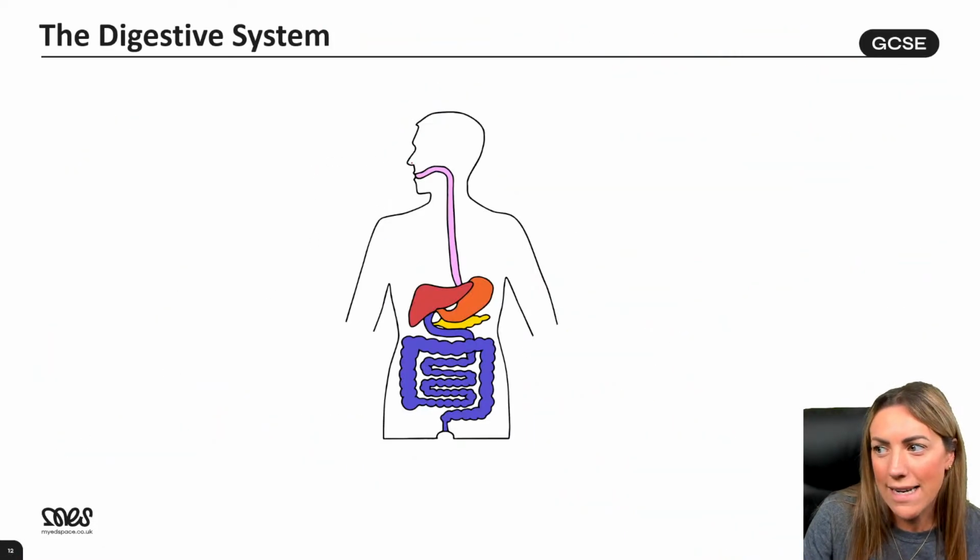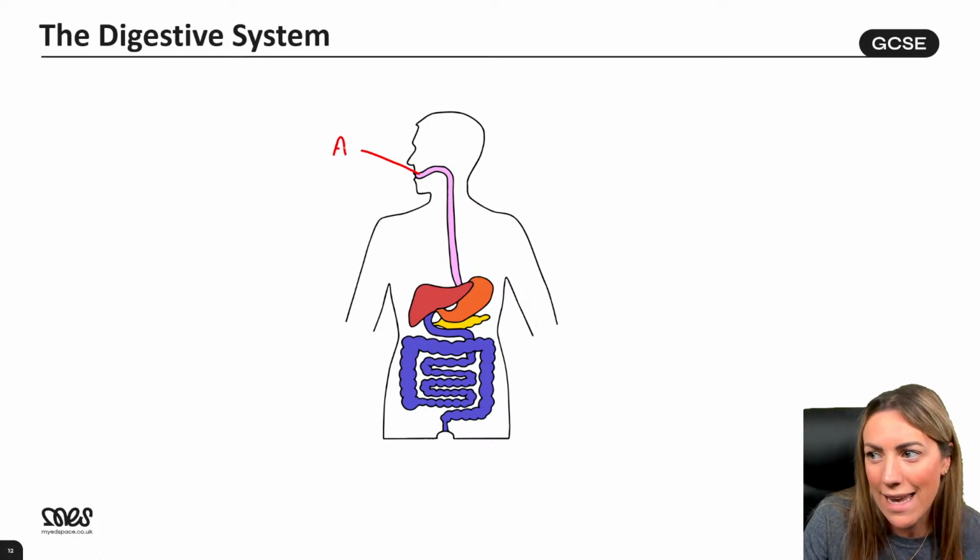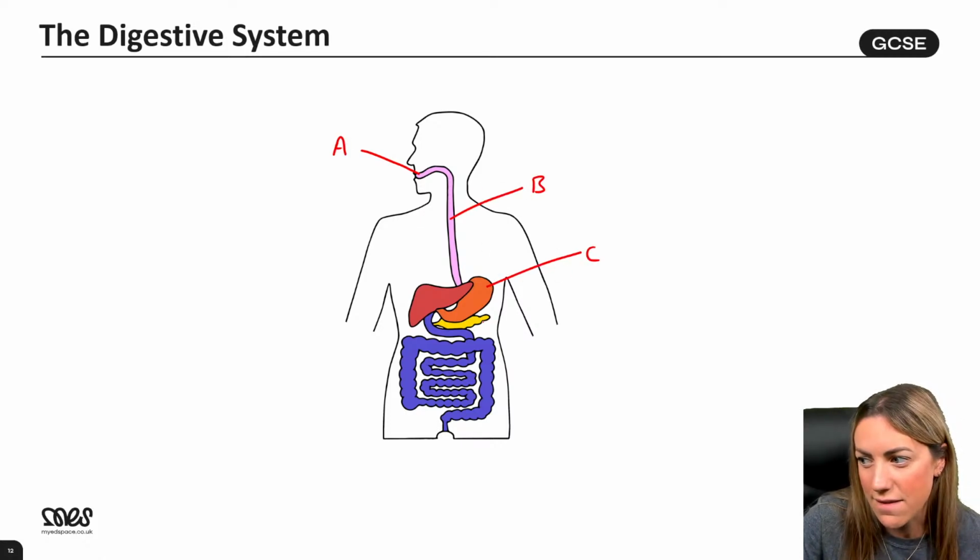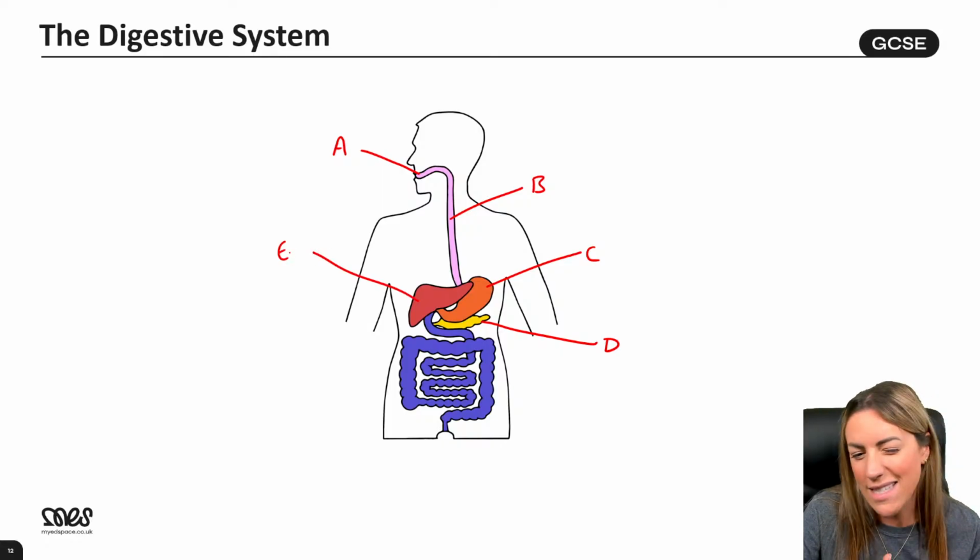Right, let's get some labels on. What we're going to do here is quickly label the structures in the digestive system, but then we're also going to annotate it with where the enzymes are produced and what enzymes.